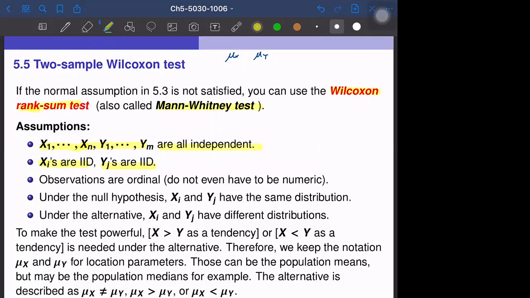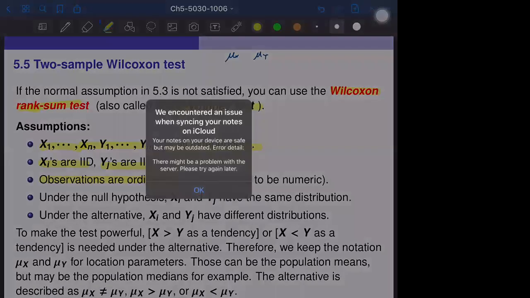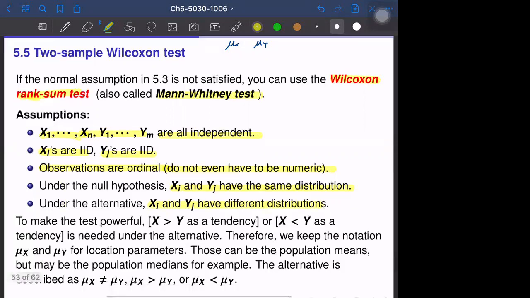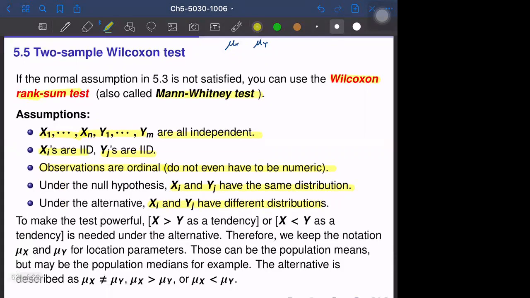And observations are ordinal, so we don't have to have numeric observations. For example, x and y can be ranks, or ratings on a scale of 1 to 10. Under the null hypothesis, xi and yj have the same distribution, but under the alternative, they have different distributions. We don't have any other distributional assumptions, but the idea is to compare the general size of x and y, so we still compare some measure of center.